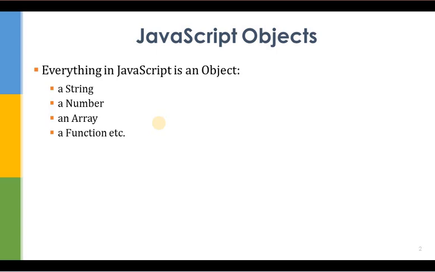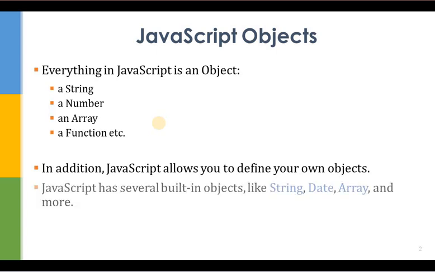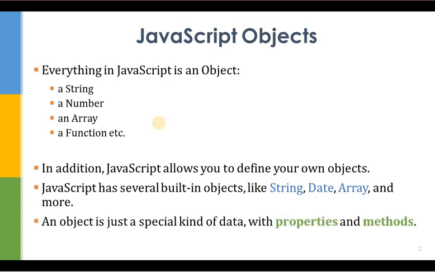So whenever you declare, for example, an array, and you check the typeof array, it will return object as the return value. That means array is an object. In addition, JavaScript allows you to define your own objects, that is custom objects. JavaScript has several built-in objects like string, date, array, and more.